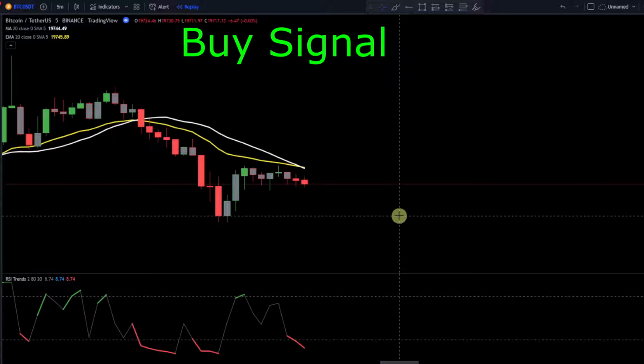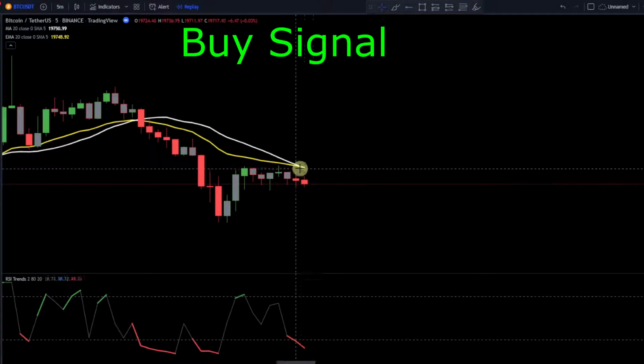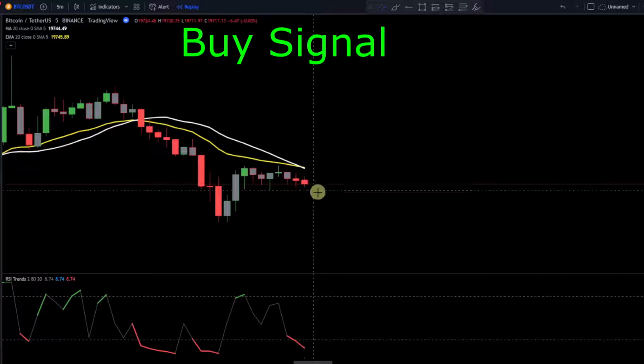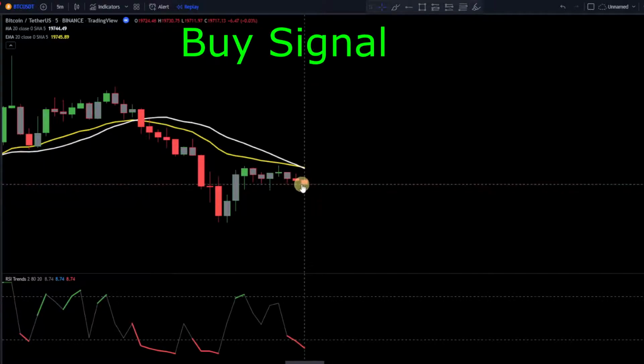When the yellow line crosses the white line, it is an indicator for a trend switch. If the yellow line crosses over the white line, we expect the market to go up. Next, we confirm that the RSI line is below 20. An RSI below 20 means the market is oversold, so we know this is a good buy entry.